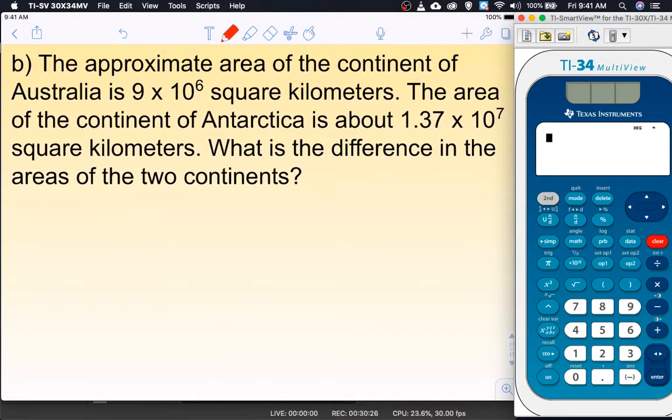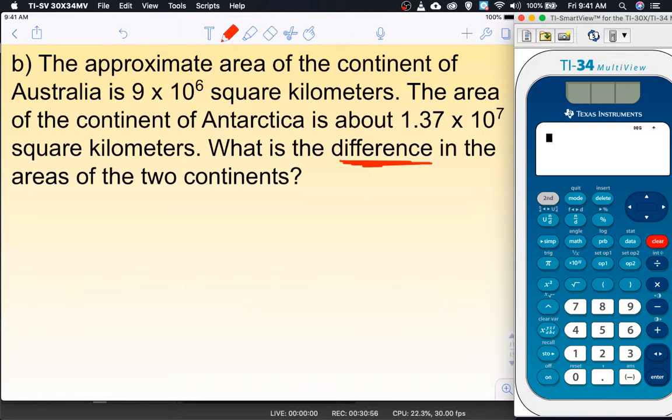Letter B. The approximate area of the continent of Australia is 9 times 10 to the 6th square kilometers. The area of the continent of Antarctica is 1.37 times 10 to the 7th square kilometers. What is the difference in the areas of the continents? So that word difference means a subtraction. How much bigger? How much smaller? That's a subtraction problem.